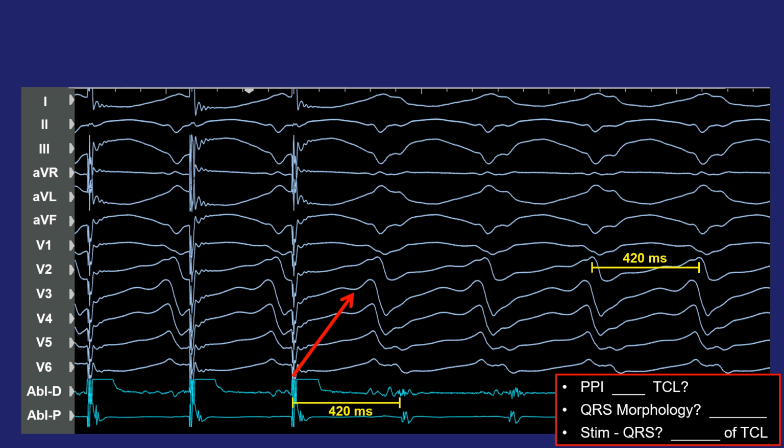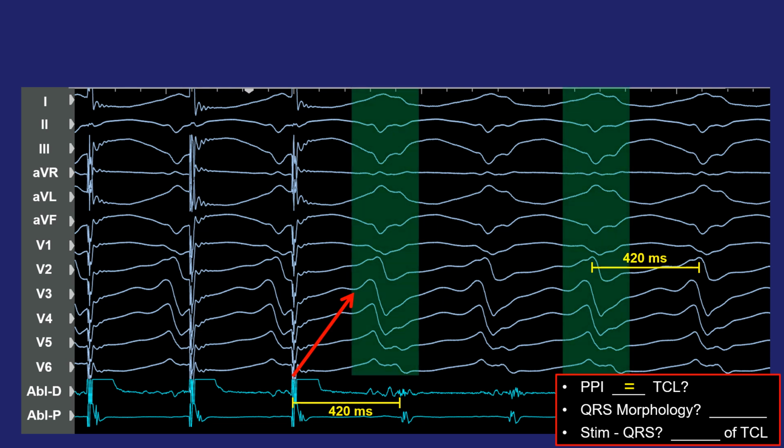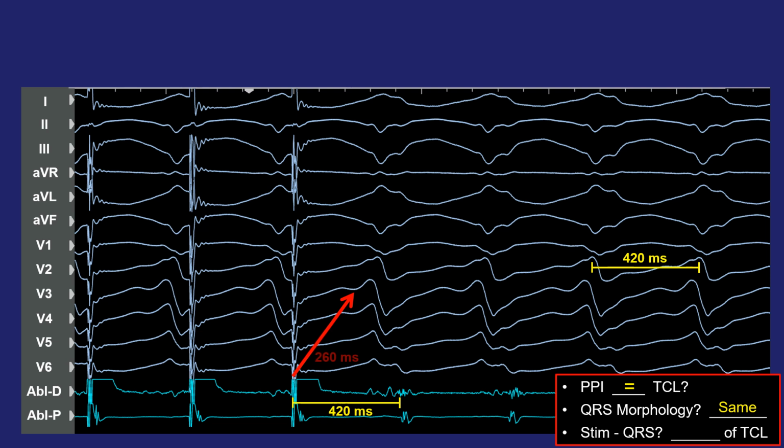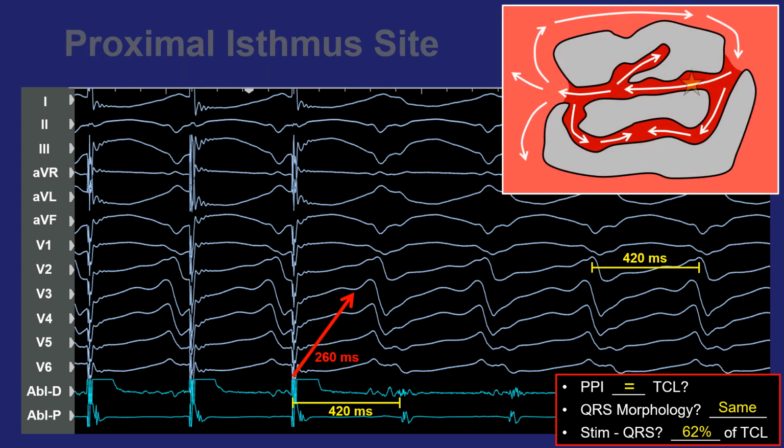So let's go through our checklist here. Post-pacing interval is the same as the tachycardia cycle length. We're in the circuit. The QRS morphology is the same, so we're exiting out the same way as the VT does during entrainment pacing. Great. And the stim to QRS percentage of the tachycardia cycle length here is a little bit longer, 62%. So that would put us in the proximal isthmus. It's taking longer from the pacing site and from the electrogram to get out to the exit.